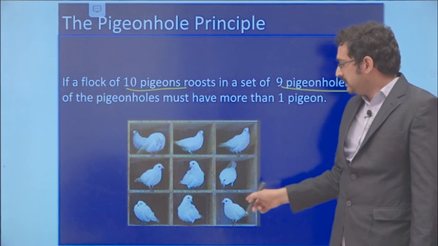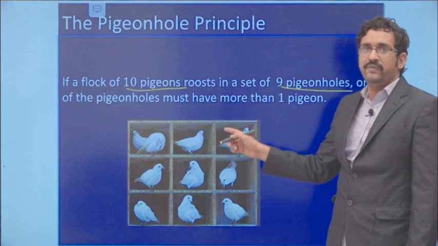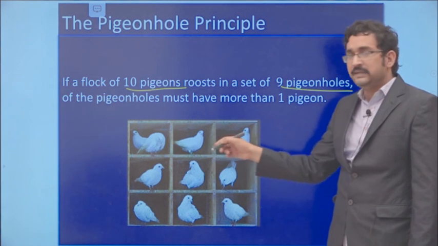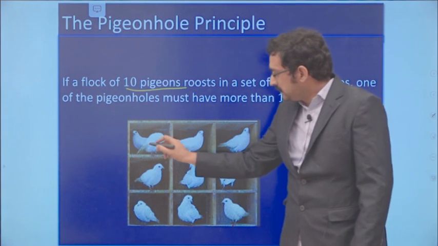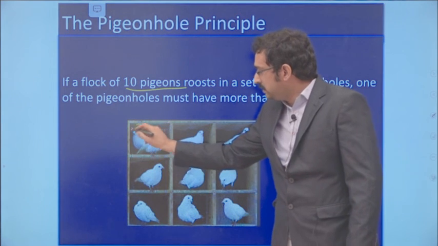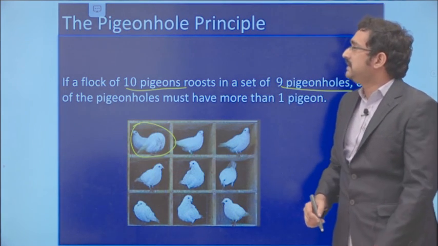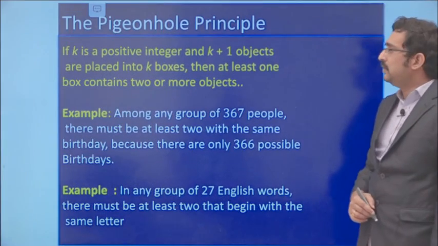Here we have 9 pigeonholes and 10 pigeons. So 10 pigeons have to be accommodated in 9 pigeonholes such that there will be at least one pigeonhole which contains at least 2 pigeons. This is called the Pigeonhole principle.